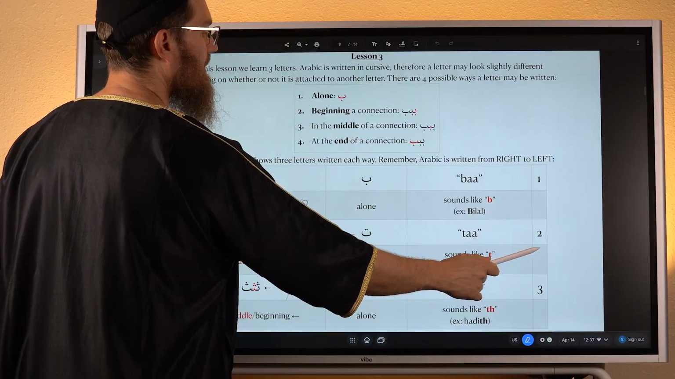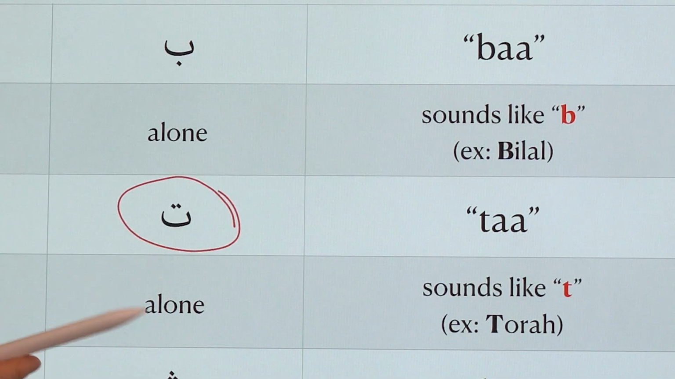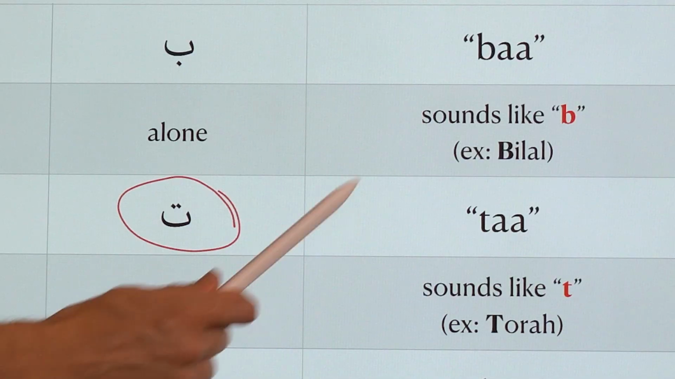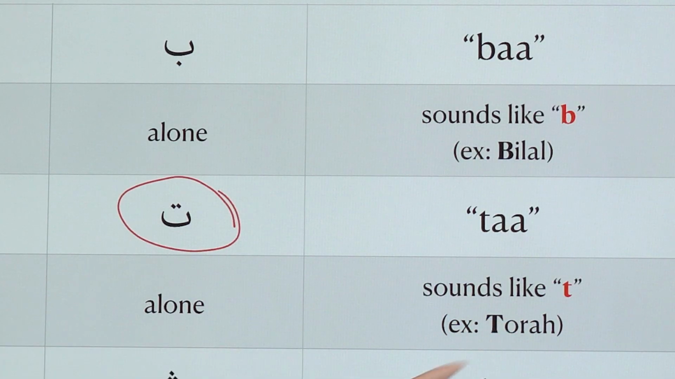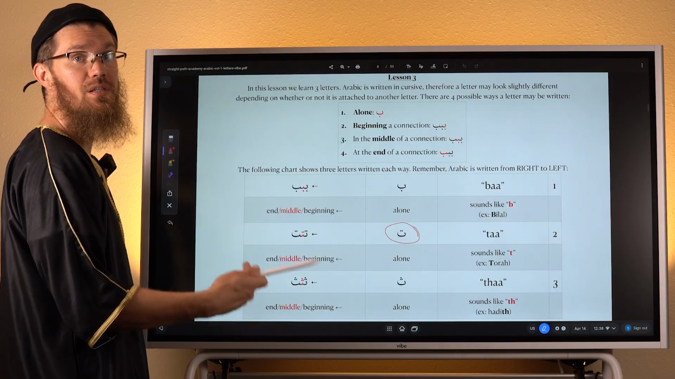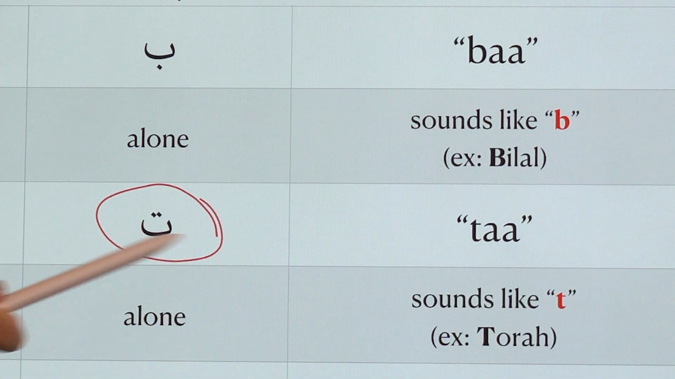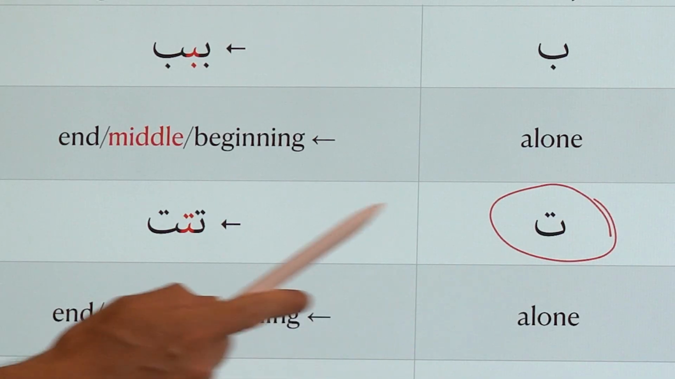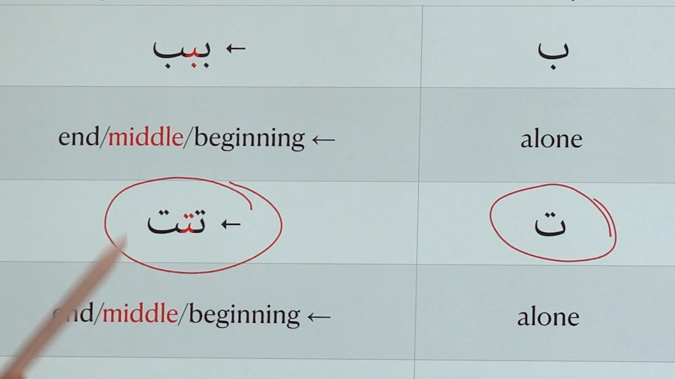The second letter is the letter ta. And this is how the letter ta looks when it's written alone. Now the letter ta sounds similar to the English T, such as the word Torah, the book that was given to Prophet Musa alayhi salam. The word Torah begins with the letter ta. This is how it looks alone, and this is how it looks when it is written in the beginning, middle, and end of a connection.